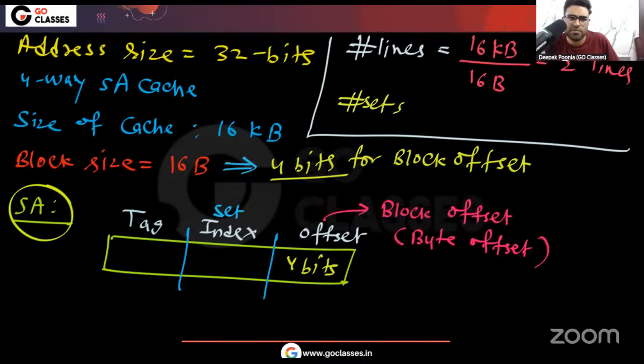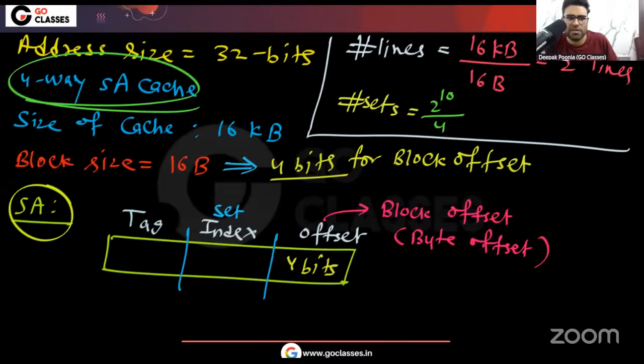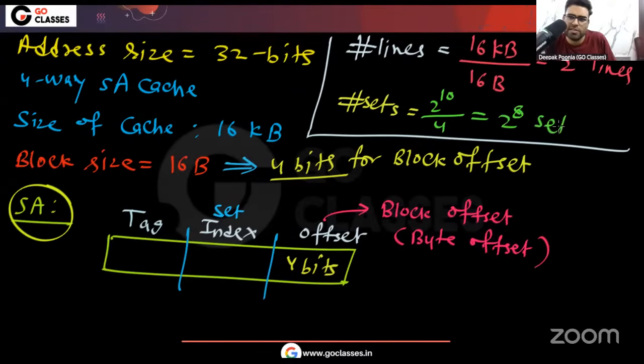So you can see that in one set we have 4 lines. This is a 4-way set associative cache memory, so in one set we have 4 lines. How many sets will there be? That will be the number of lines divided by the associativity, which is 4-way. So 2 power 10 divided by 2 power 2 will be 2 power 8. So we have 2 power 8 sets.